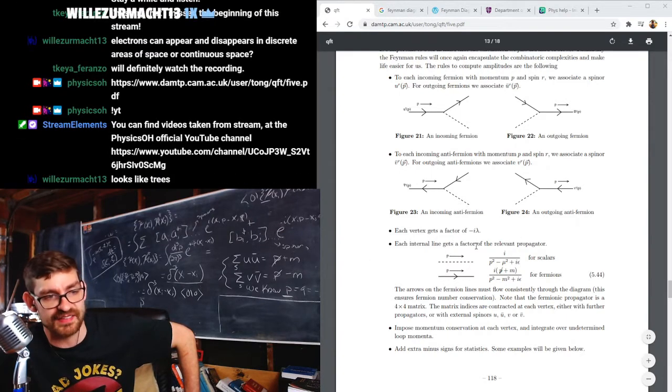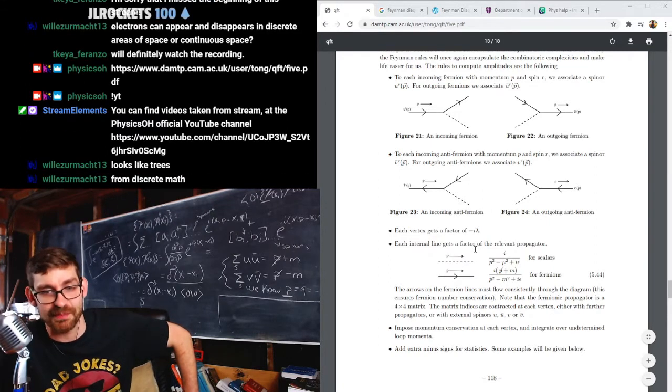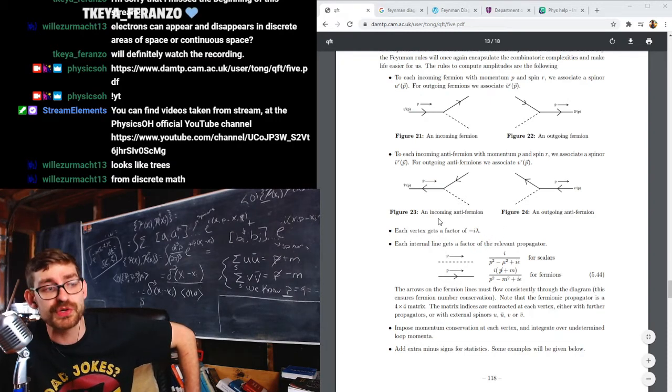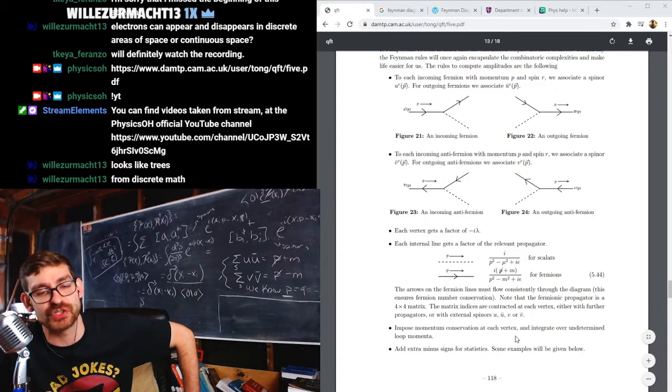Like what does a vertex get? Looks like trees. These are called tree diagrams, actually. I don't know if that was a joke or not, but these are actually called tree diagrams. From discrete math, I think it's the same idea. There's no loops in it. We do loop calculations, but they're far more complicated, and that's when you have to start entering with extra internal lines.